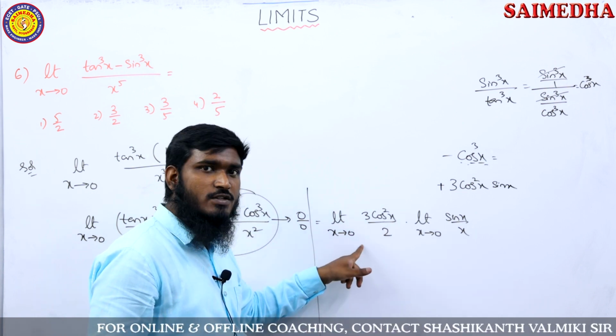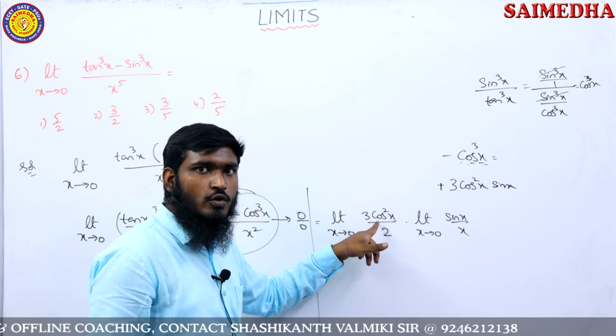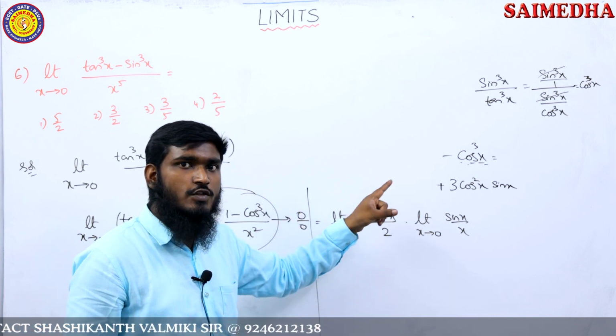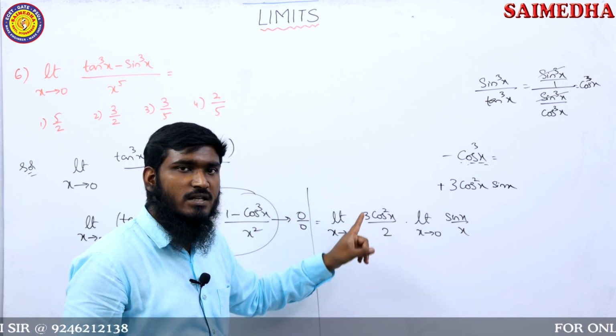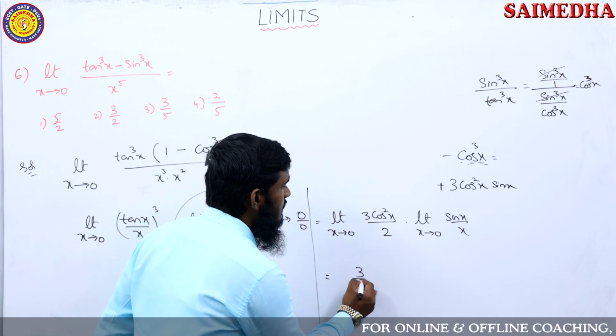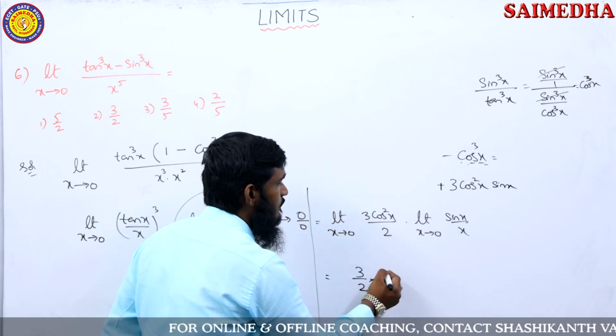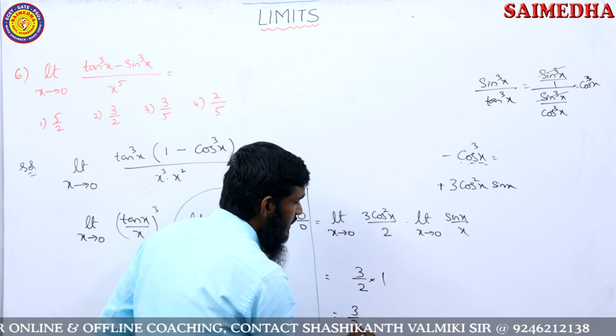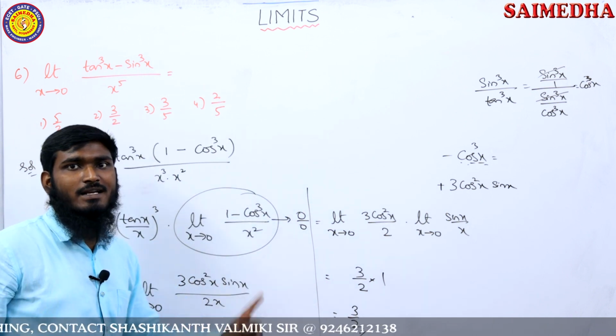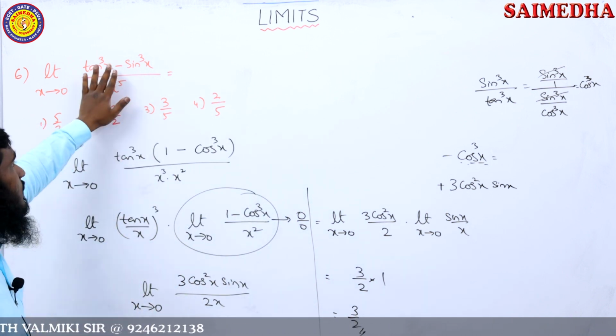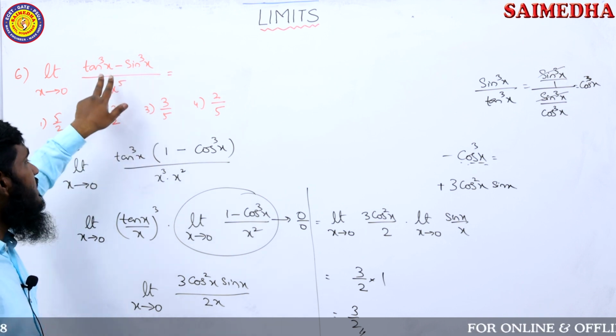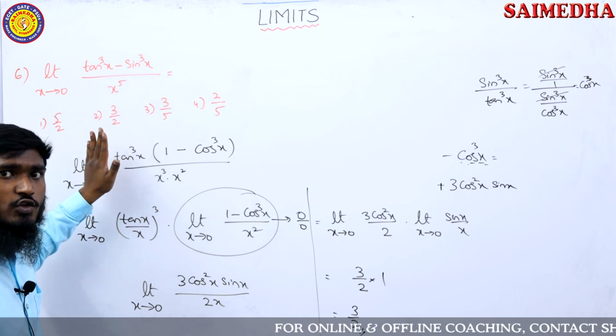Now in this, x tends to 0 is there. So cos 0 value is 1. 1 square is 1. 1 into 3 is 3. So we are getting the answer 3 by 2 into 1, which is equal to 3 by 2. So we are getting the answer as 3 by 2. What we have to remember is that the starting step is important. Tan cube is given, so we take tan cube x as common.